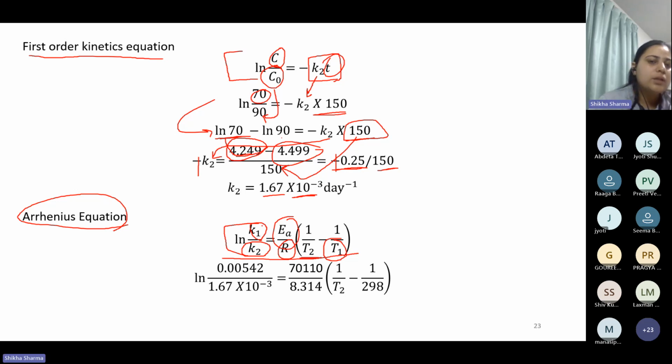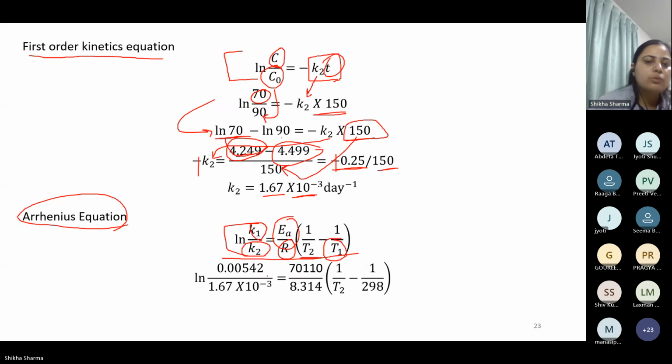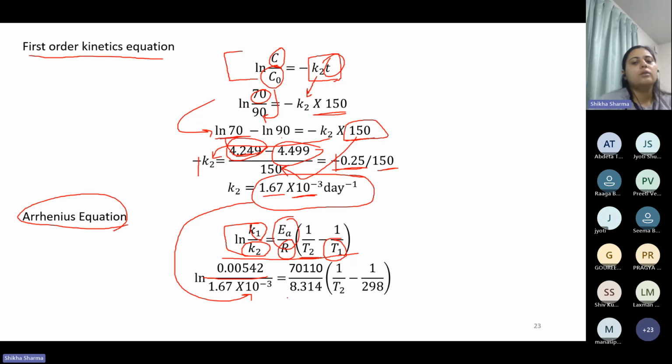So K1 is given in the question as 0.00542 per day, divided by K2, which we just calculated, 1.67 into 10 to the power minus 3, equals EA, given in the question as 70,110, divided by R, a constant, 8.314, into bracket 1 upon T2, which is not known to us and we need to calculate, minus 1 upon 25 degrees Celsius, which is 298 Kelvin. From this we need to simplify further.